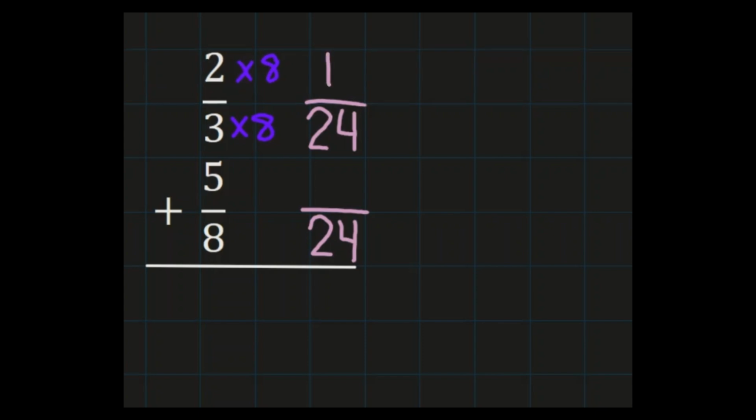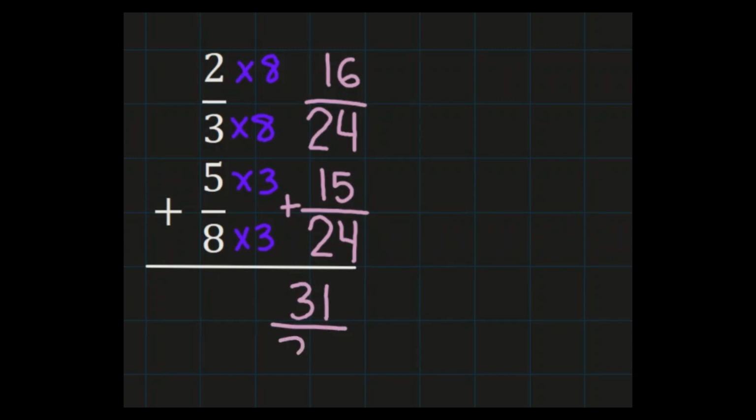Then I'm going to do the same thing for 5/8. I multiplied 8 by 3 to get to 24. So I need to multiply the 5 by 3 to get my numerator. 5 times 3 is 15. And this was an addition problem. So now that I have common denominators, I can add my numerators. 16 plus 15 is 31. And that common denominator of 24 is my denominator in my sum. So now I have 31/24.